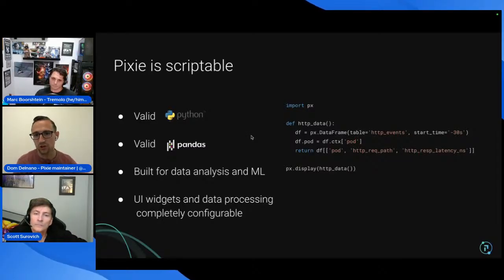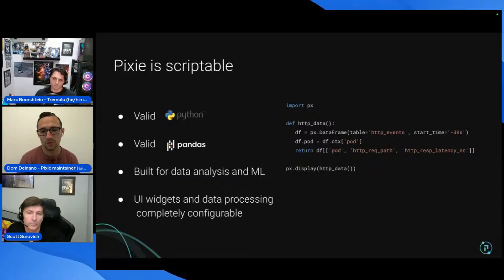And then you return basically a table for each request and response. You get the pod, the request path, and the latency. And so all of the PIXIE UI is actually defined in this. You don't have to change it if you don't want to, because we provide a nice out-of-the-box experience. But it means that when you do need customization, it's very extensible.